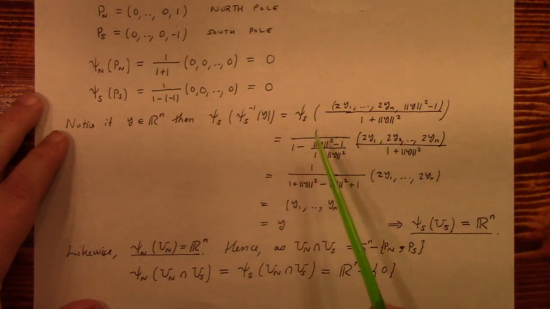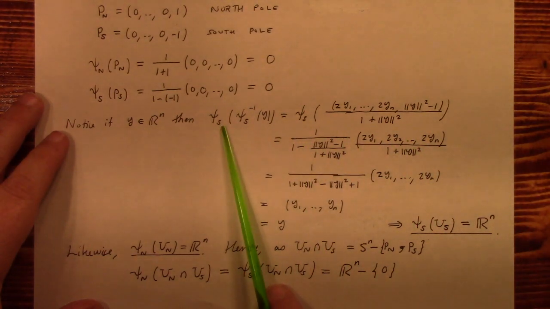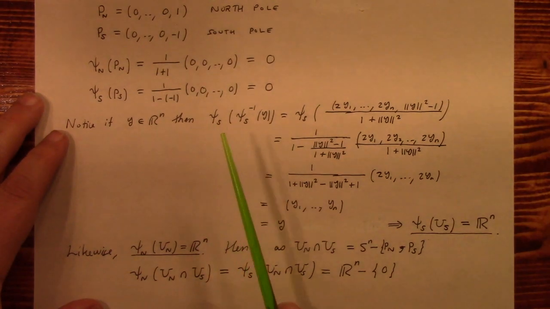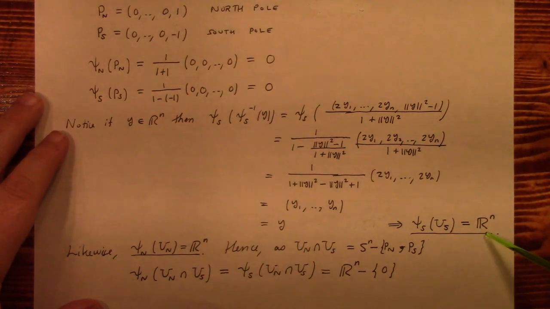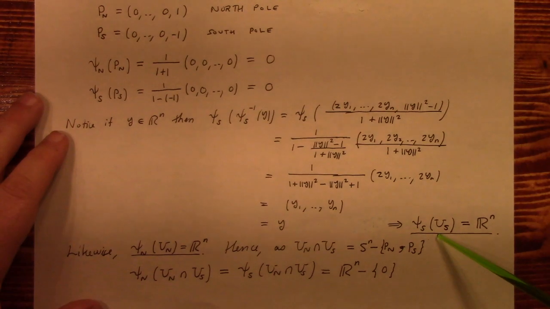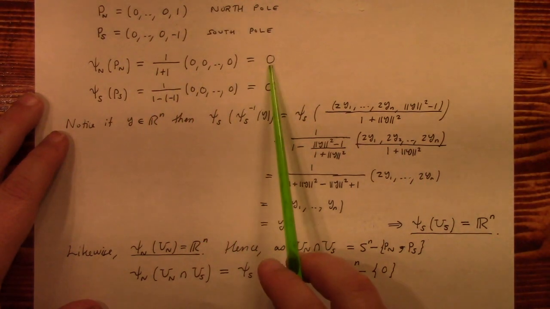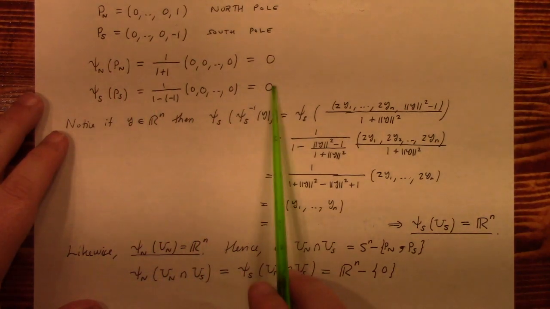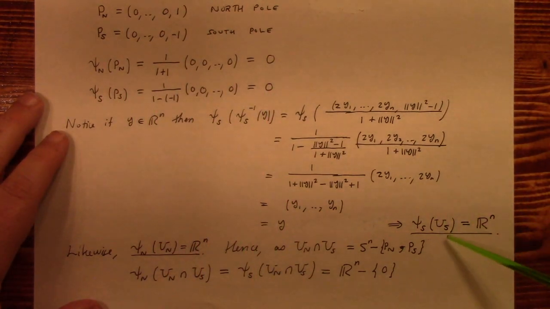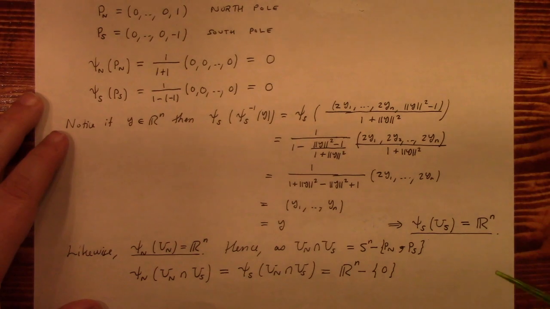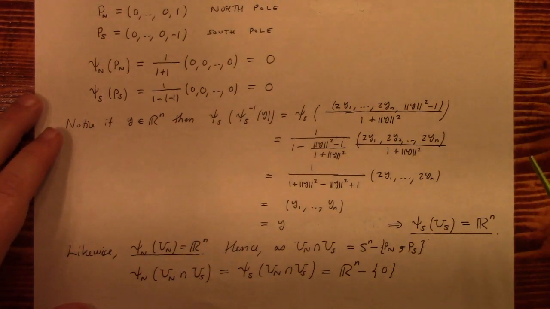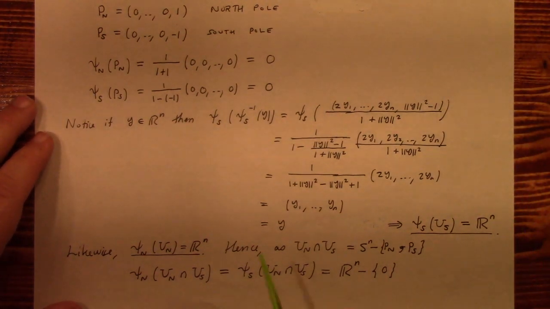And among other things, that shows me that the South chart is in fact surjective onto R^n, right? So if it's surjective, it's a bijective map. It's onto R^n. We know that the South Pole maps to 0. Then if you delete the South Pole from this domain, what are you mapping to? You're mapping to R^n without 0, right? And a similar comment goes for the North Pole map.